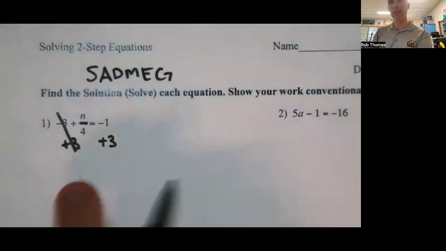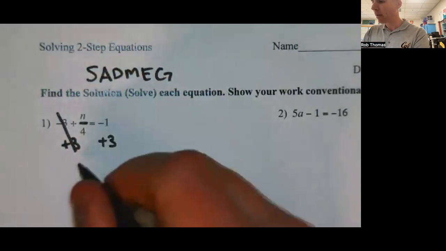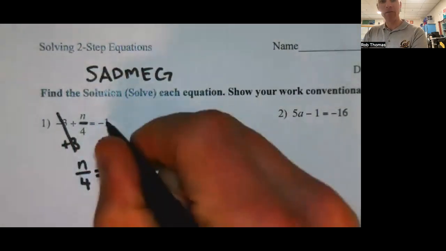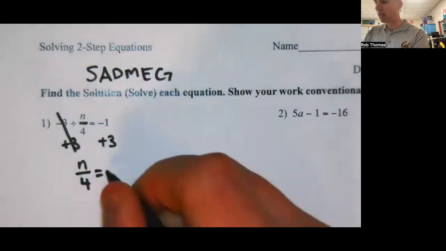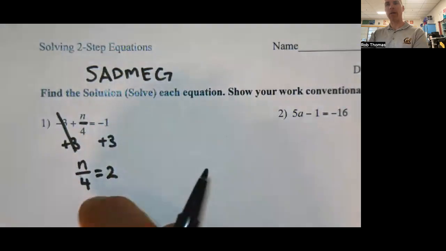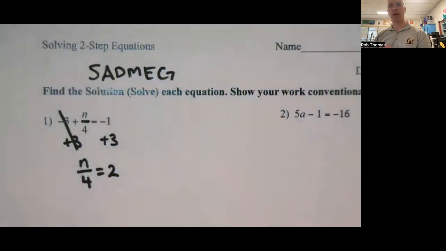You don't have to cross things out like this. I do it when I'm teaching. And I get n divided by 4 equals -1 plus 3 is +2. Now, n divided by 4, the opposite operation of that is to multiply by 4. So let's multiply both sides of our equation by 4.